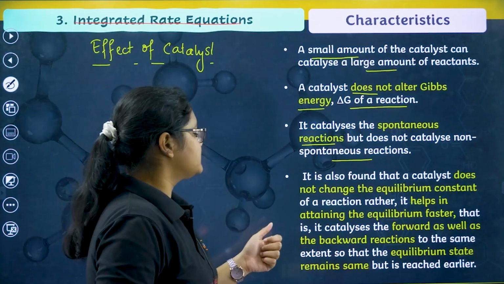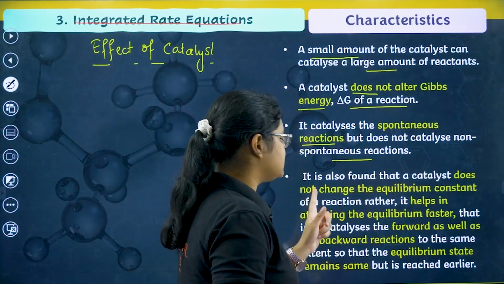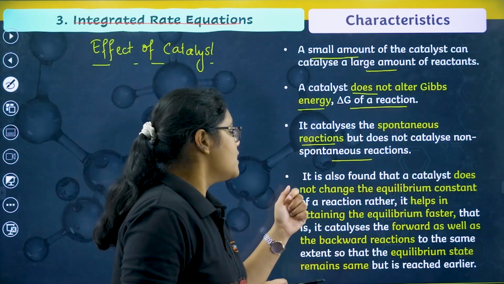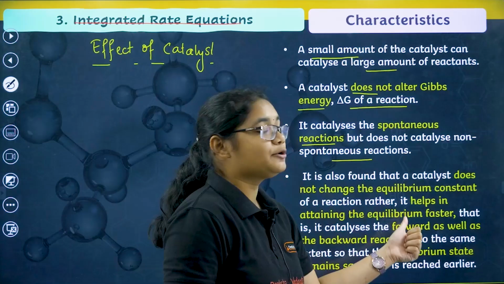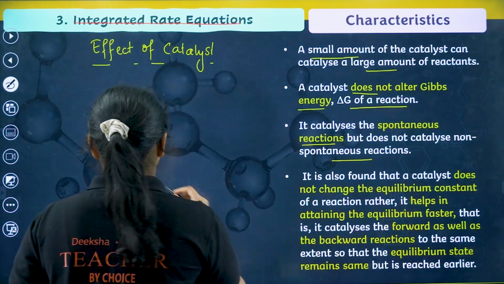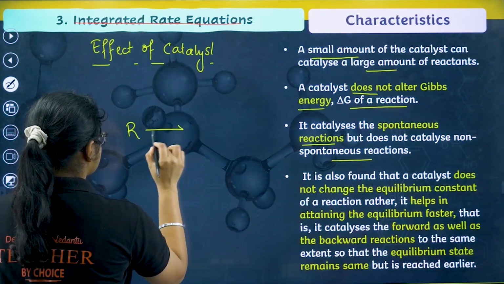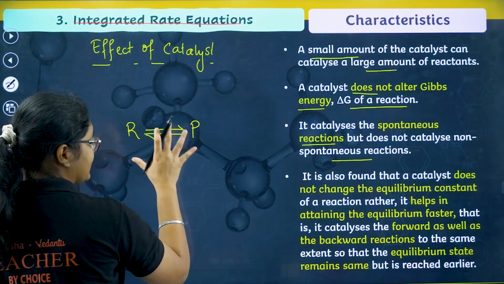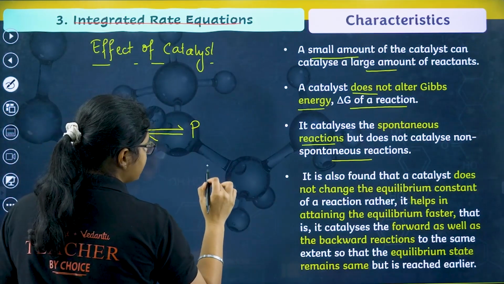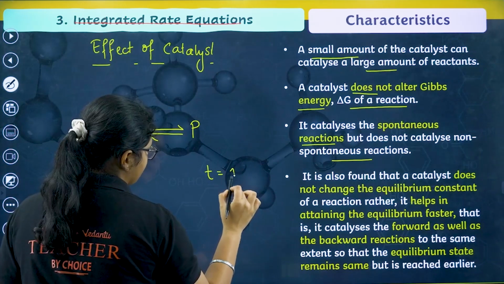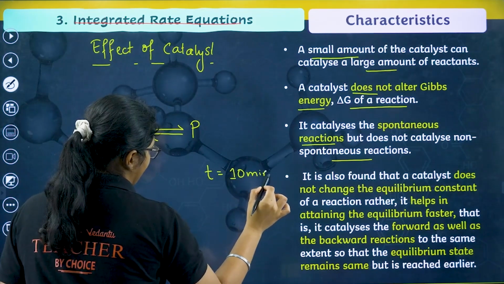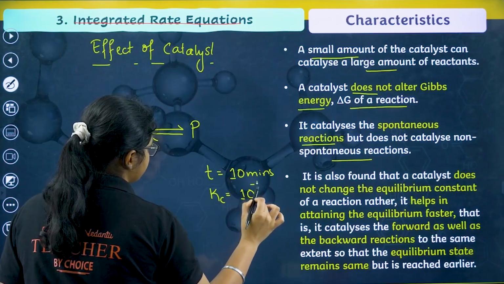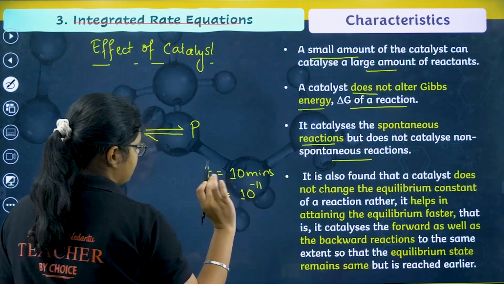Okay. Next, it is also found that a catalyst does not change the equilibrium constant. This is very, very important. Rather, it helps in attaining the equilibrium faster. So suppose I have a reaction like this. Now this reaction attains equilibrium, suppose after 10 minutes. And the equilibrium constant for this reaction is, suppose, 10 to the power of minus 11, for example.